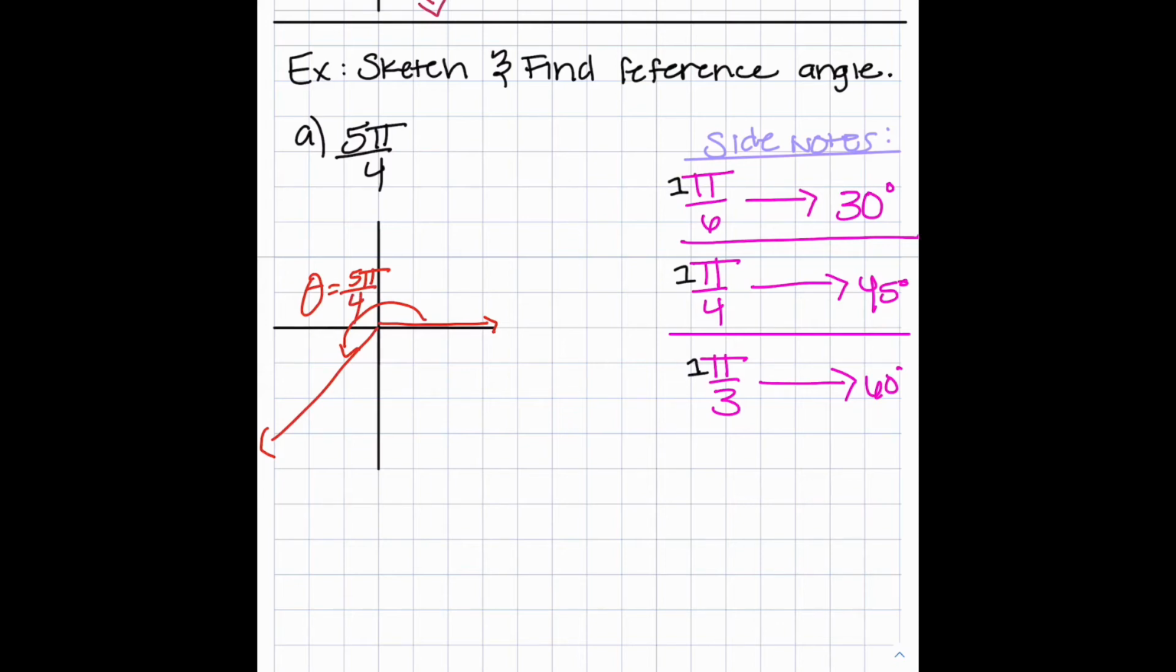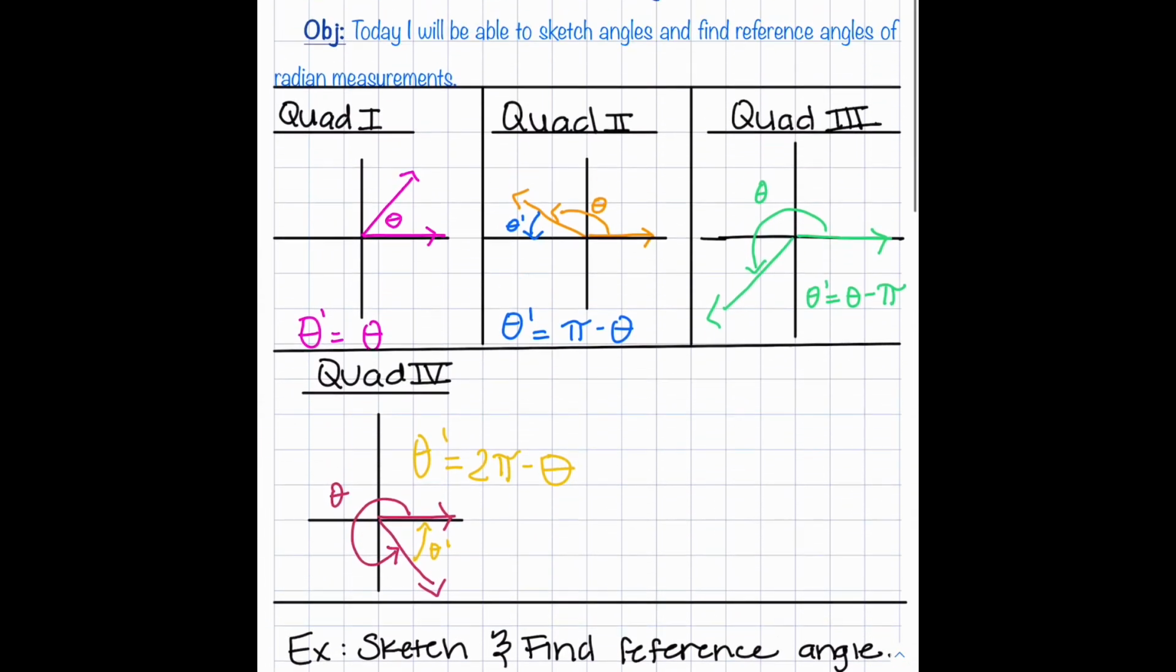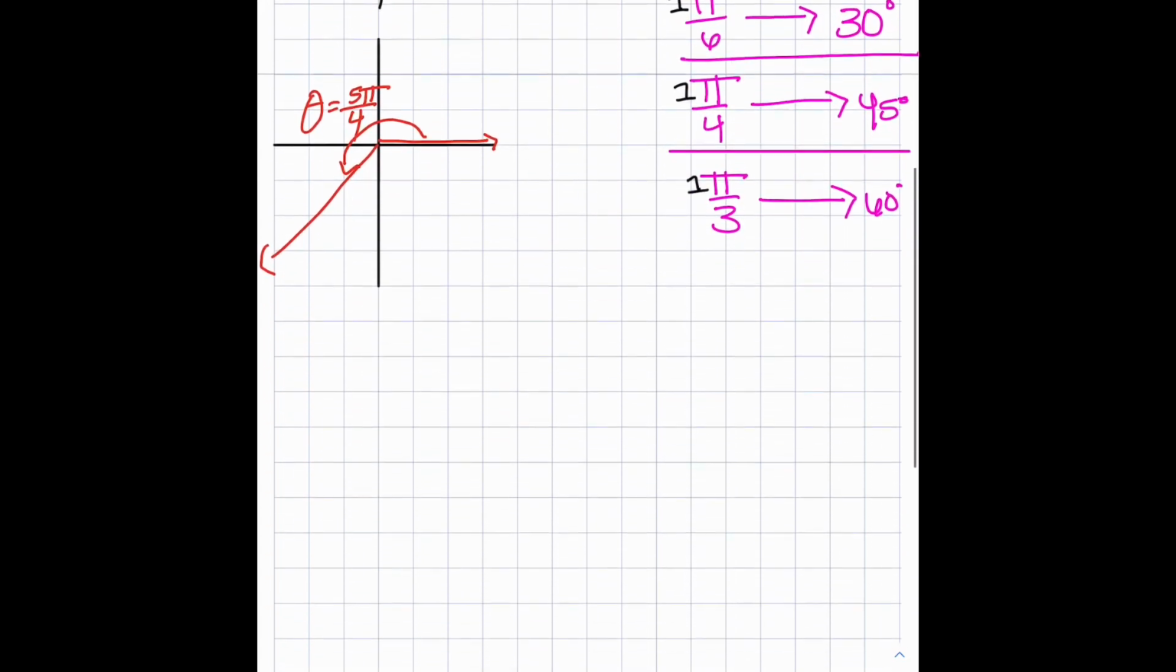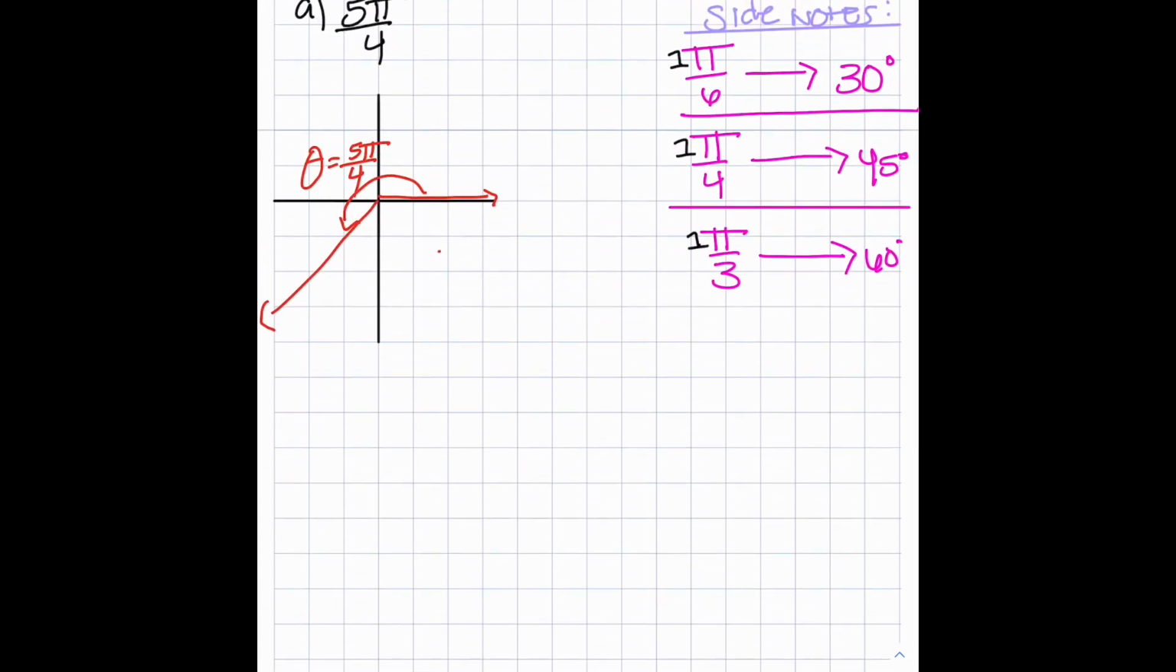Now I landed in the third quadrant, so I'm going to come back up here and check my rule. How do you find the reference angle of an angle that landed in the third quadrant? That is here. Subtract pi from theta. So our theta was 5 pi over 4. Subtract pi from that.